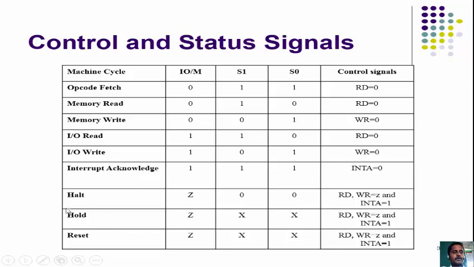Then these are different states observed with the microprocessor: halt state, hold state, and reset. Suppose the halt instruction gets executed by the user. At that time the IO/M bar pin goes to high impedance state, S0 and S1 go to 0 0, and control signals read bar, write bar also go to tri-state condition, and INTA bar goes to active high.